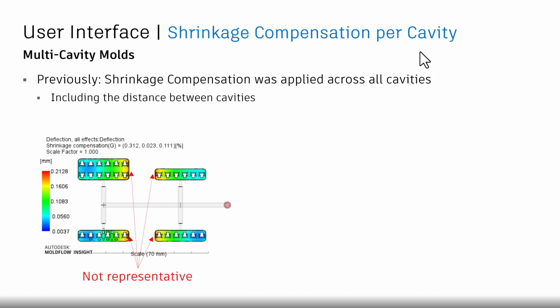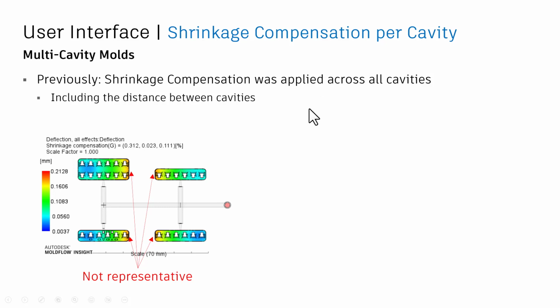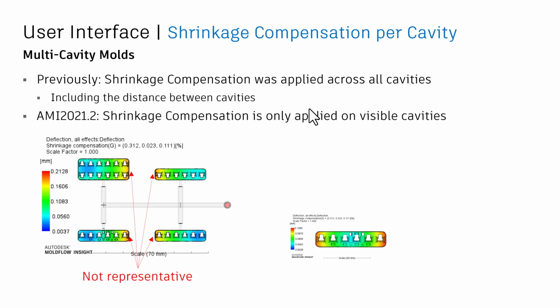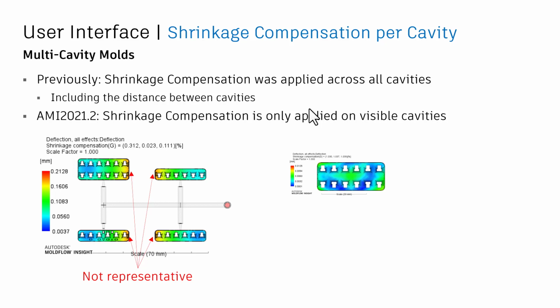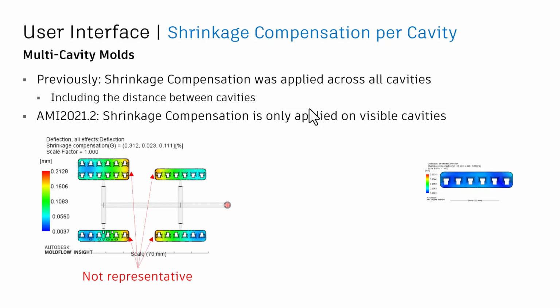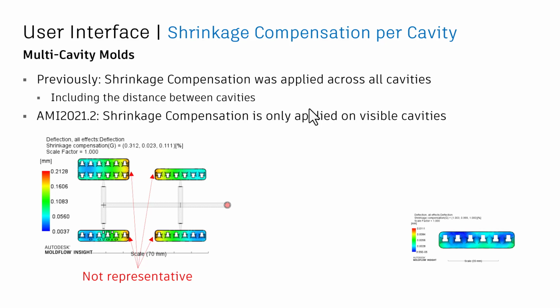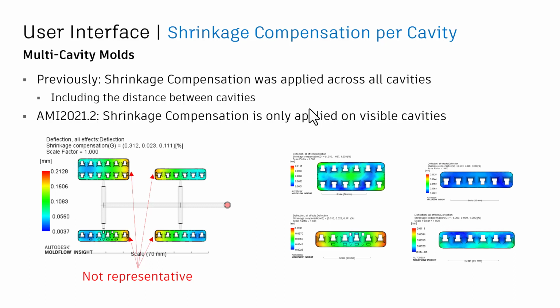The feedback was given to the development team, and with version 2021.2, we made an enhancement by applying the shrinkage only to the visible cavities. So if you have multiple cavities, whichever cavity is visible, the shrinkage compensation was getting applied. But with the 2023 release, the shrinkage compensation is now applied individually to all the cavities. So rather than what you see on the screen, it gets applied to the individual cavities, and that makes much better sense than just applying it to the cavities which are visible.